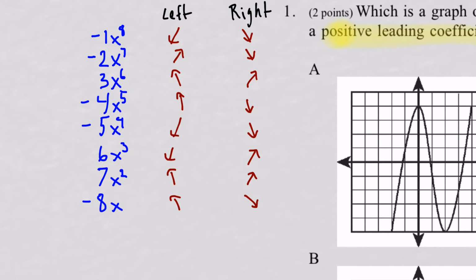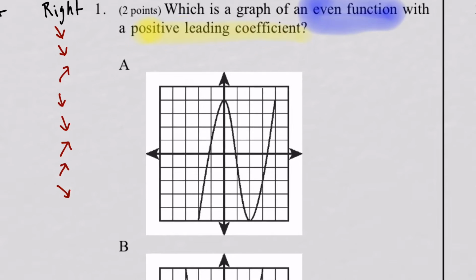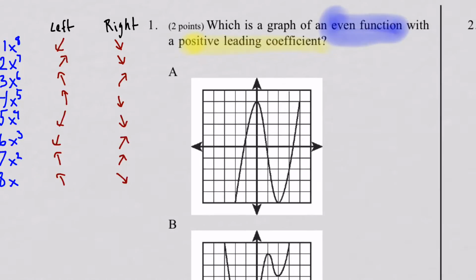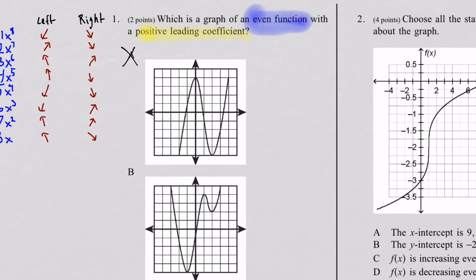So now we can do this. Watch. Which is a graph of an even function. That means that the power is even here. The degree is going to be even. So that means that they both have to be the same behavior, right? It's either down on the left, down on the right, or it's up on the left, up on the right. They have to repeat the same behavior. So that pretty much right away eliminates A, because it's going down on the left, but it's going up on the right. We want even, which means that they should be the same.